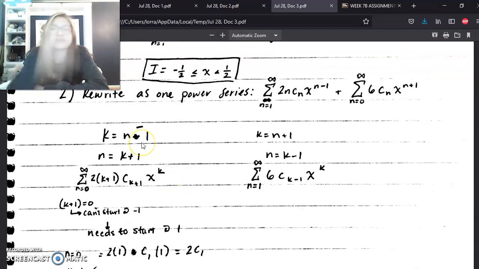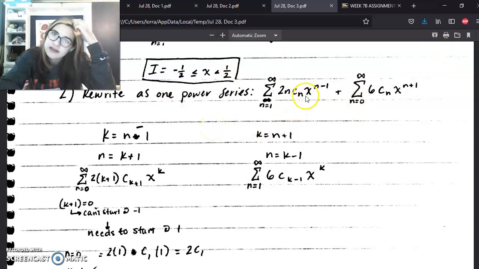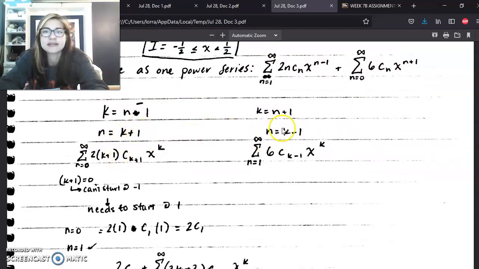Second was to rewrite as one power series the sum of these two power series. In order to do this, we have to make sure that x is to the same power and that the starting value is the same. So I set k equal to n minus 1 for this first equation, and then k equal to n plus 1. So I could solve for n, so n is equal to k plus 1, and n is equal to k minus 1, and then you substitute that into both the equations.